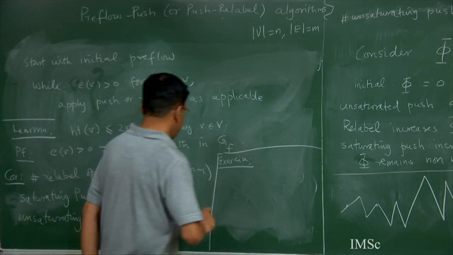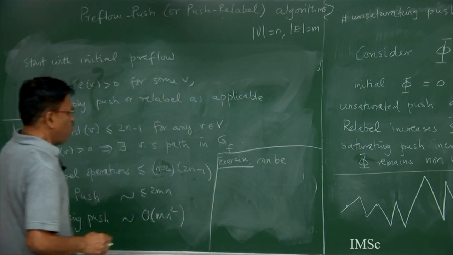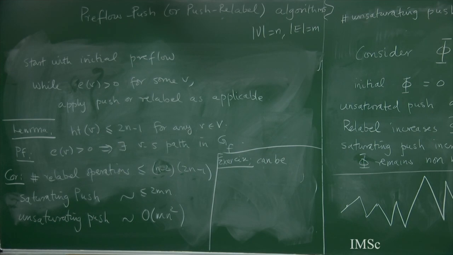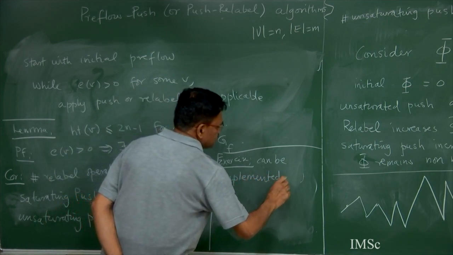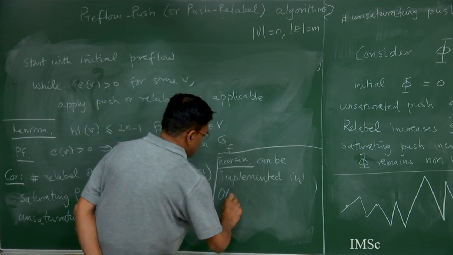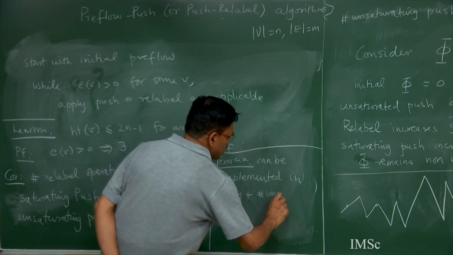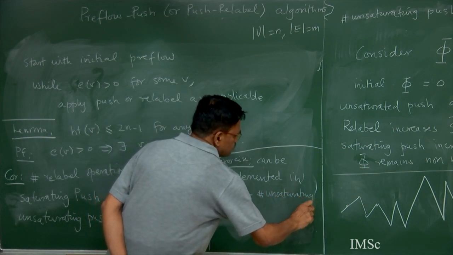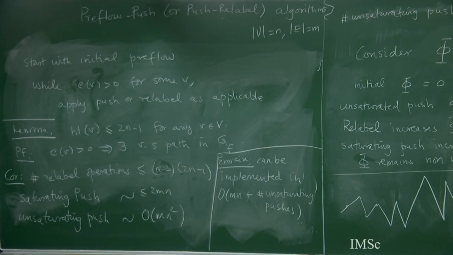So overall, I claim that it can be implemented. You have a list of vertices with excesses, and then slowly pick one by one and look at the residual network. You need a full representation of the residual network to do all this. It can be implemented in order mn plus the number of unsaturating pushes, which means in this algorithm it will be like mn square.